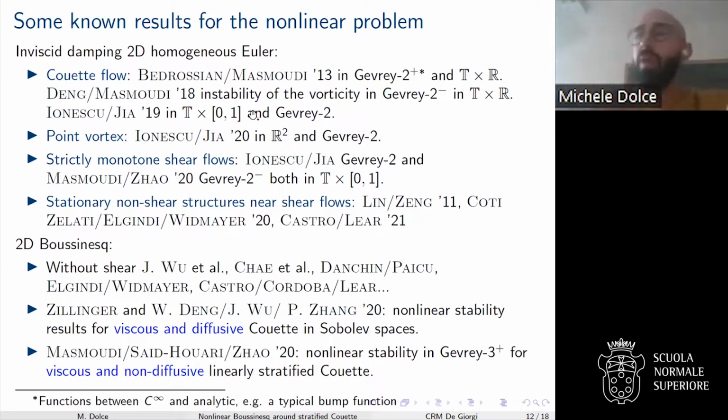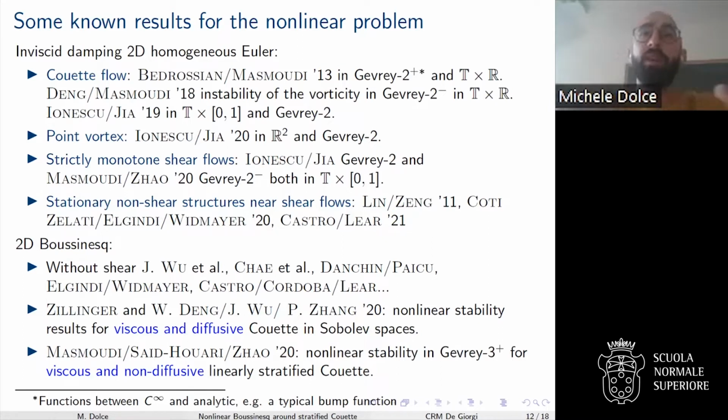What other examples do we have? Well, we do know the point vortex, again by Ionescu and Jia in 2020, which kind of shared some similarities with the Couette flow in terms of the main mechanisms that are in the system. And then again, Ionescu and Jia and Masmoudi and Zhao were able to prove it for a large class of strictly monotone shear flows, where now there is the linear term, which is problematic and cannot be treated perturbatively. And indeed, they had to introduce new and powerful ideas to solve basically the same problem in two different ways. And they did it essentially at the same time.